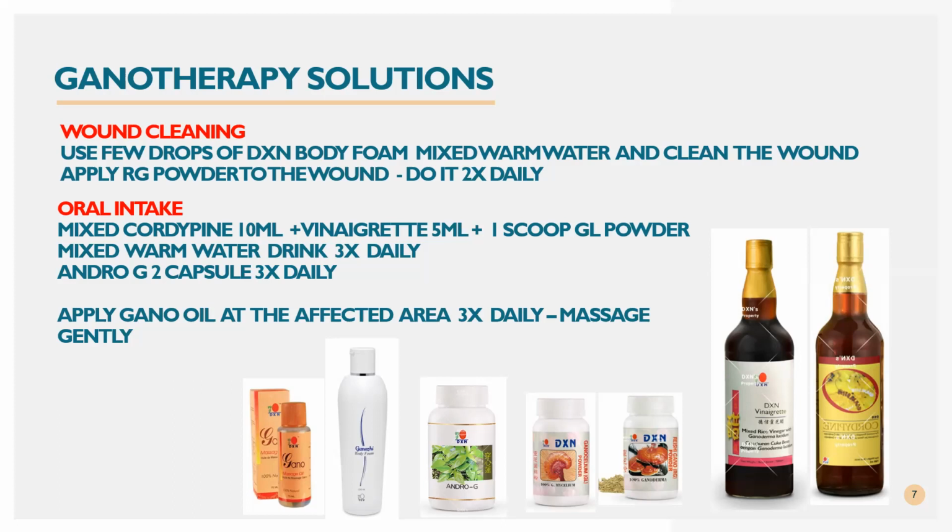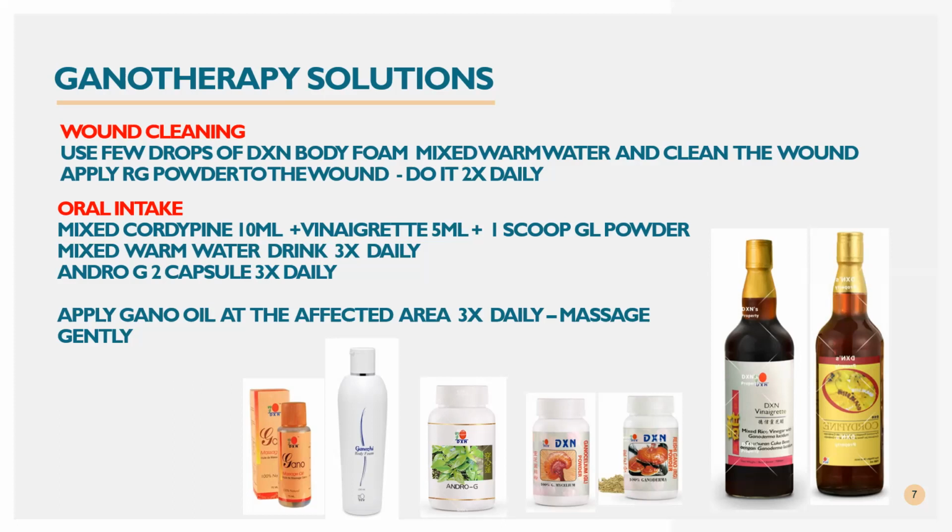So the oxygen level in your blood will increase 1.5 times. That means the oxygen surrounding your wound will be very high. Once you mix all these things, you drink it 3 times daily. Then Androgy, we give 2 capsules 3 times daily. Why does Androgy need to be given?